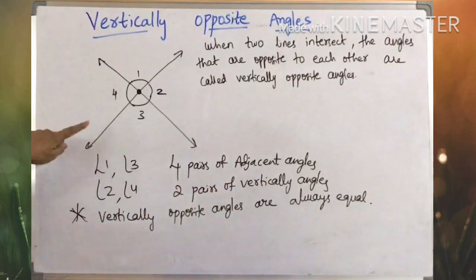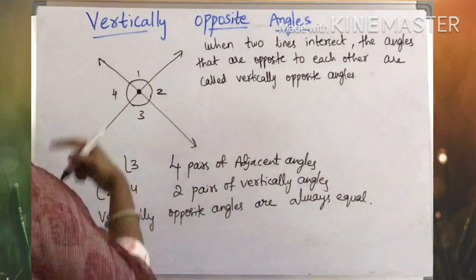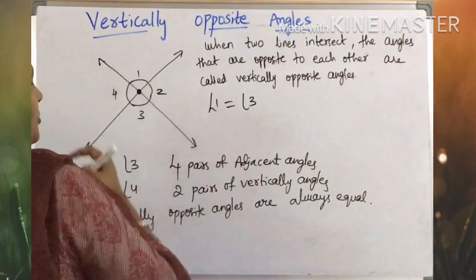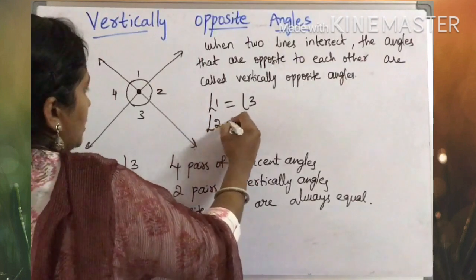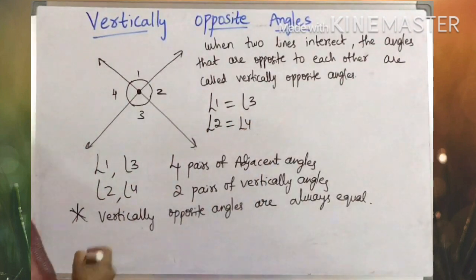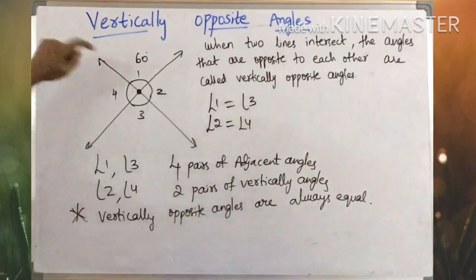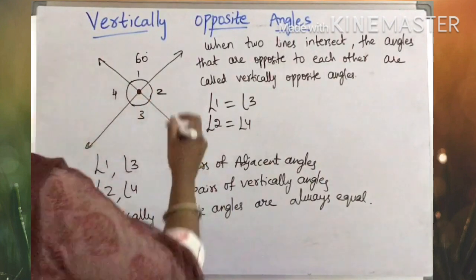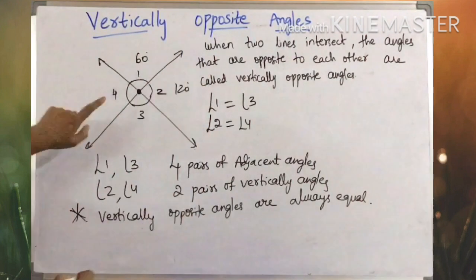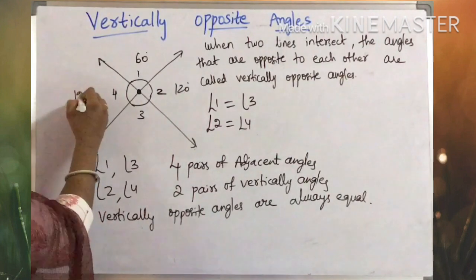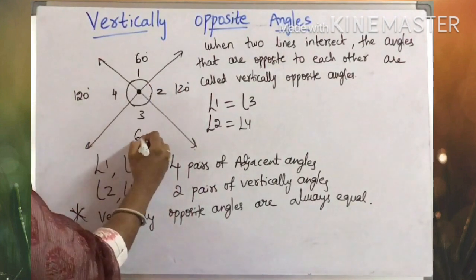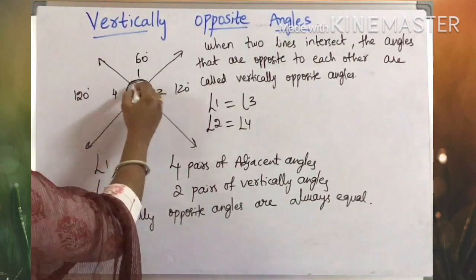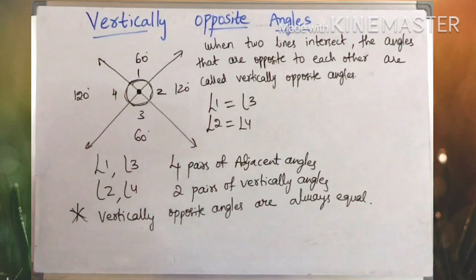angles are equal. That is, here in this figure, 1 and 3 are vertical, so angle 1 equals angle 3. And 2 and 4 is another pair of vertically opposite angles, that is angle 2 equals angle 4. For example, if 1 is 60 degrees, you can say that 3 is also 60. Suppose 2 is 120 degrees, then what about 4? 4 is also 120. So when you add all these 4 angles, you are going to get 360, right?